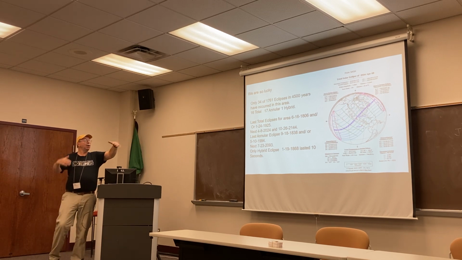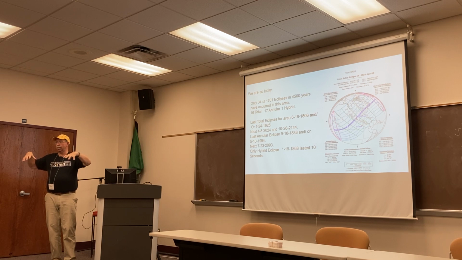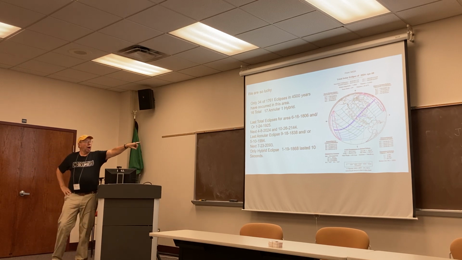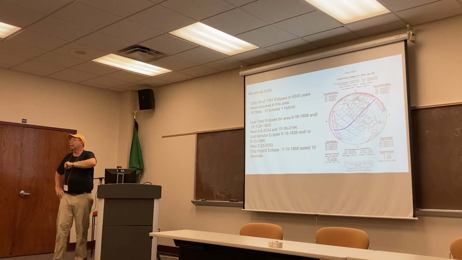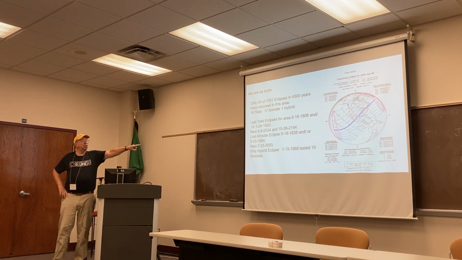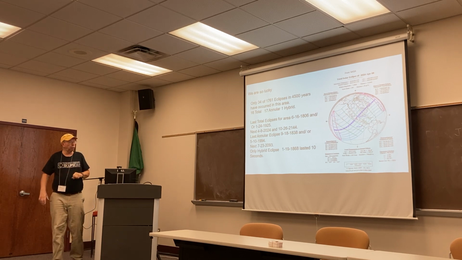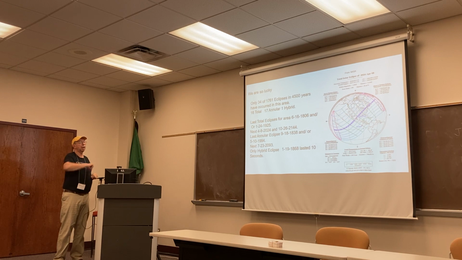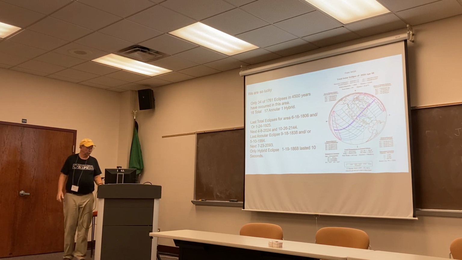The last time we had an annular eclipse in this area was either on September 18th of 1838 or on May the 10th, 1994. And the next one won't occur until July the 23rd, 2093. And in the hybrid eclipses, only one in that time span.